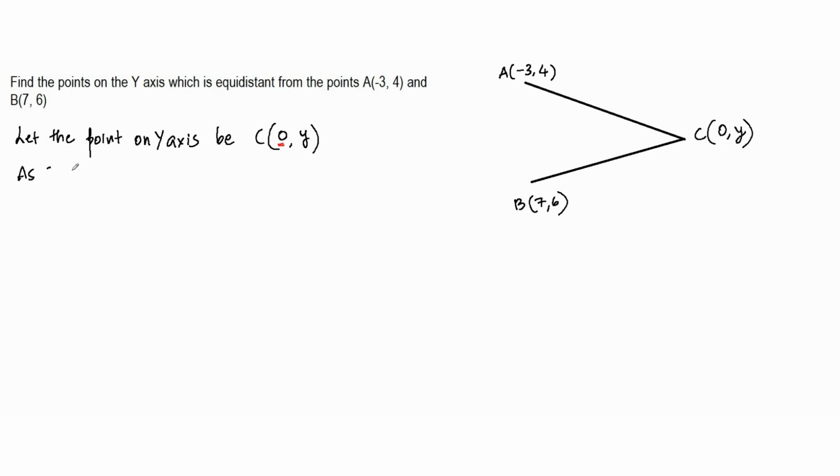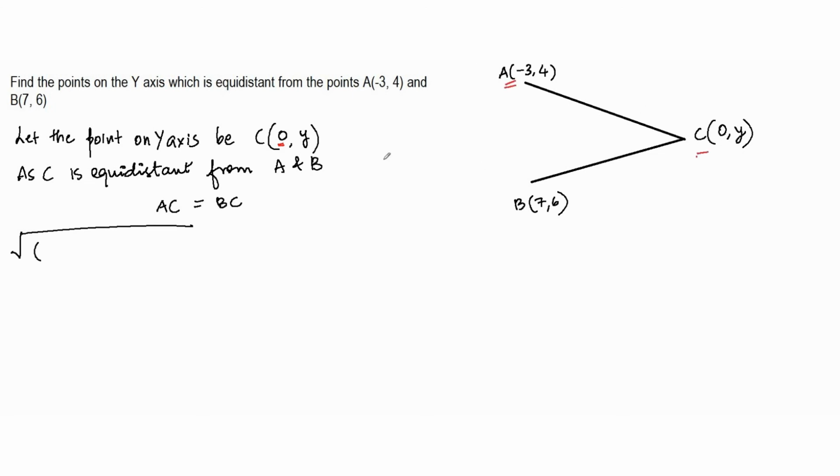So as C is equidistant from A and B, I can say that AC is equal to BC. Now AC can be calculated as under root of, so when I calculate AC, I should be taking coordinates of A and C. So AC will be under root of 0 minus of minus 3 the whole square, that's the difference between their x coordinates, plus y minus 4 the whole square, that's the difference between their y coordinates.